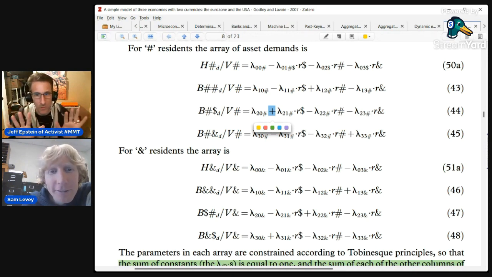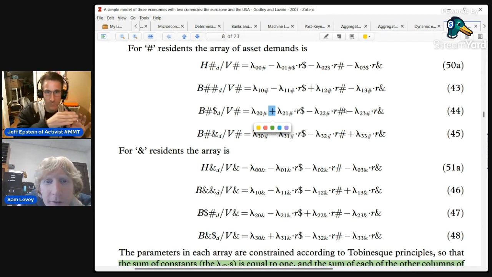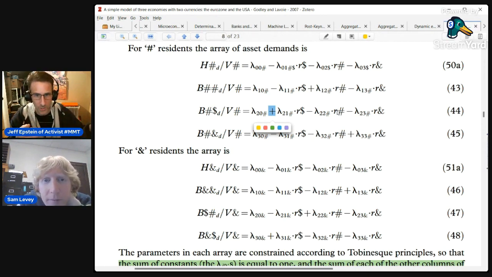So exactly, it's not referring to the hashtag bonds. We're just talking about my desire for, in this particular equation, my desire for US bonds. If euro interest rates go up, my dollar sign desire is going to go down. Exactly.